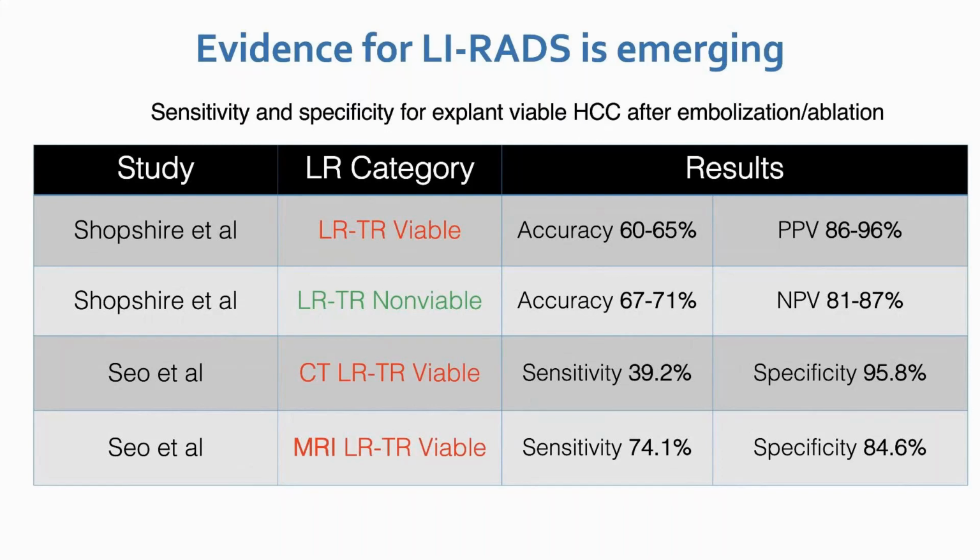And that's because imaging is nowhere near as sensitive as pathology when it comes to detecting microscopic disease. Now, the importance of detecting microscopic disease is another matter, because perhaps when we call something non-viable, that is a sufficient outcome that is relevant biologically for the patient. Notice that the LRTR non-viable category has a lower negative predictive value than the viable category has a positive predictive value.